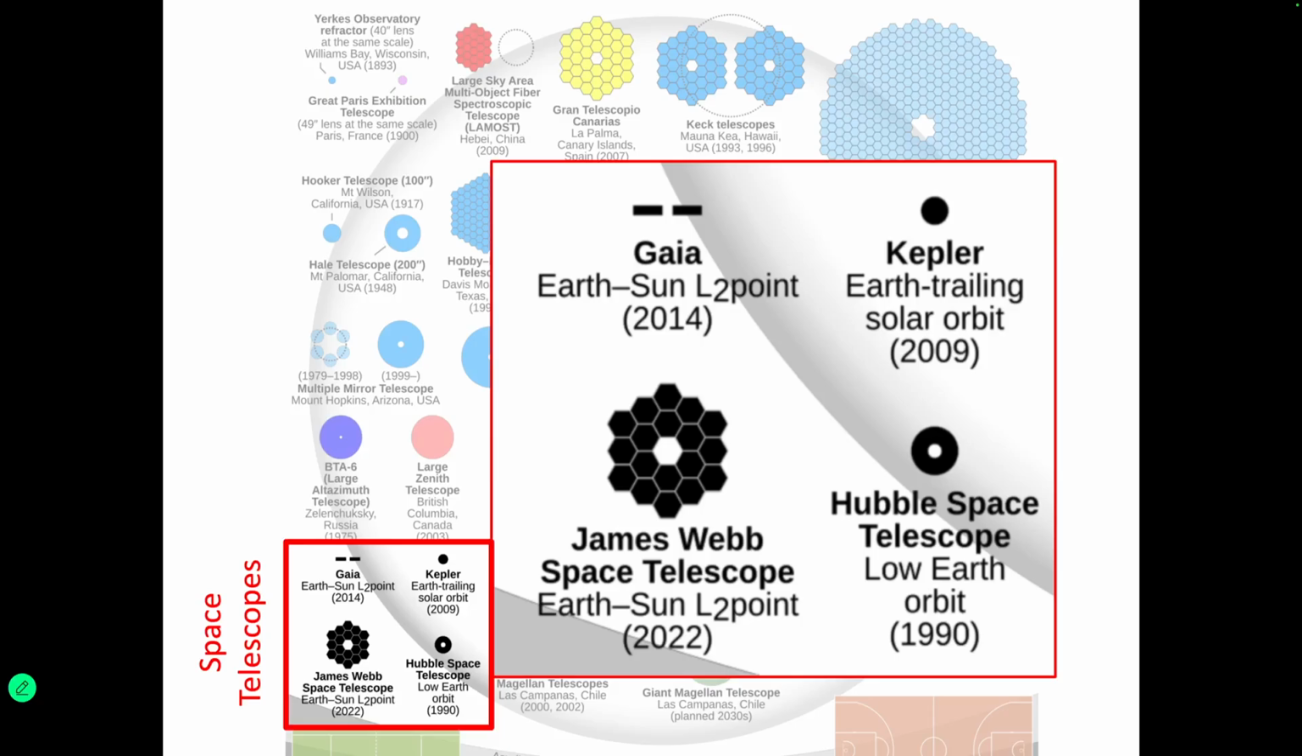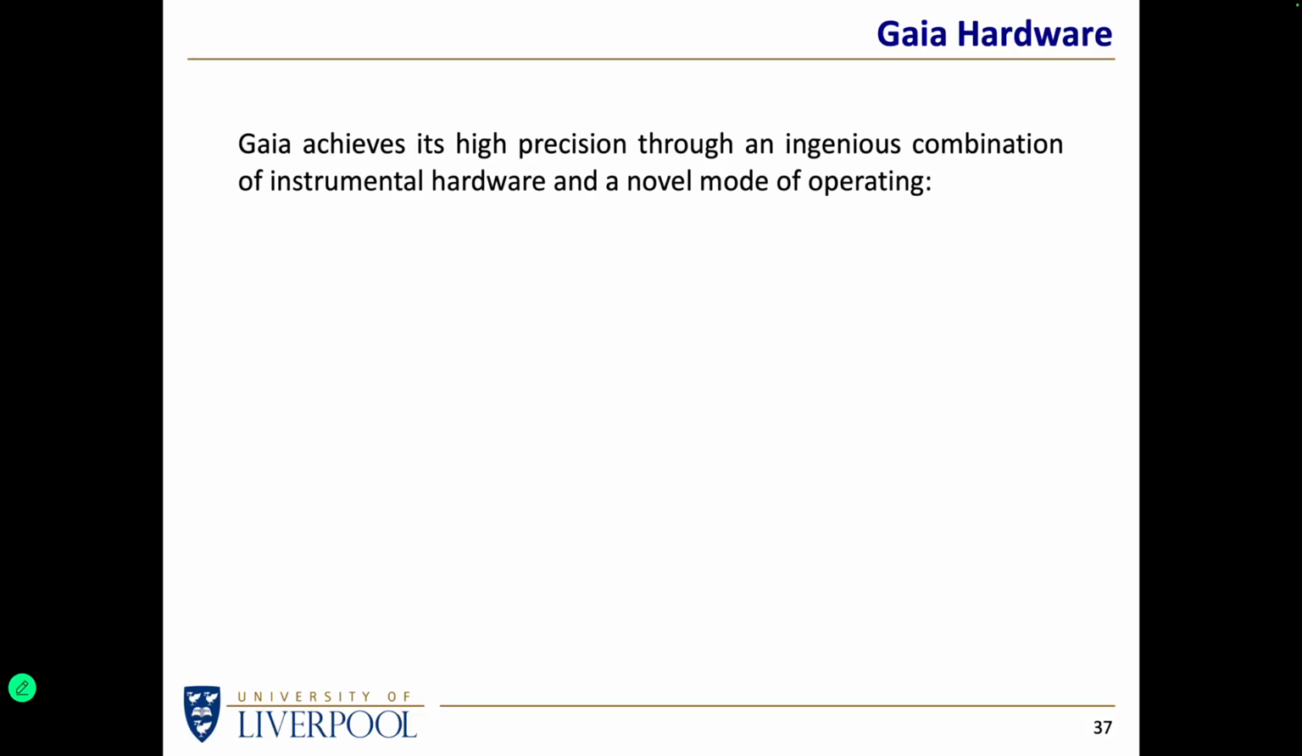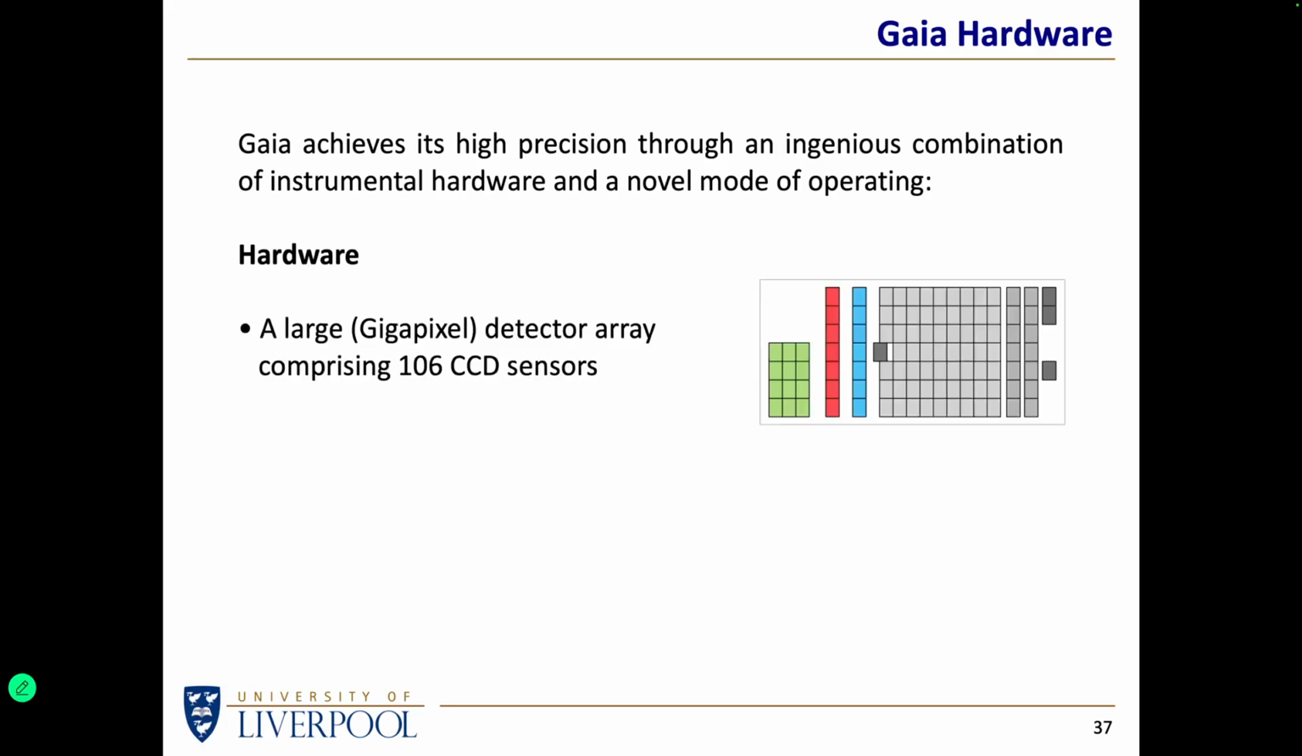So even though Gaia mirrors are smaller, how does it achieve this phenomenal resolution for measuring the positions of stars? Well, it achieves that through an ingenious combination of the instrumental hardware that it uses and the way it uses that hardware. The mode of operating is rather unlike any other space telescope. So firstly, let's just have a quick look at the hardware. The detector is a detector array of CCD sensors, over 100 of them, each of which is 9 megapixels. And together that gives you nearly 1 billion pixels of resolution in the detector. I'll say more about that shortly.